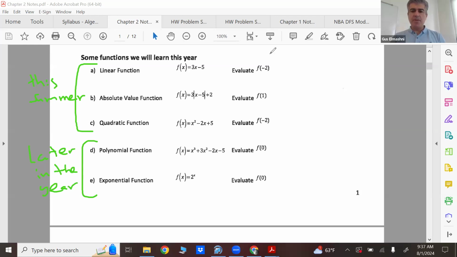But all this stuff means right here is a plug-in for x. Plug in for x. So if I do that right now, I get negative 11.